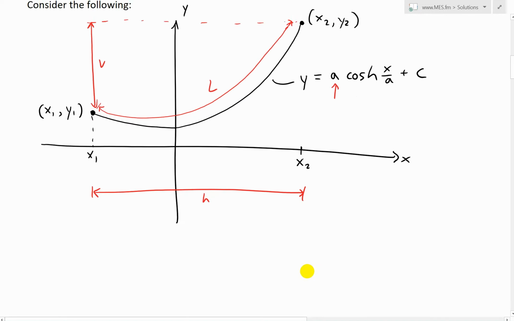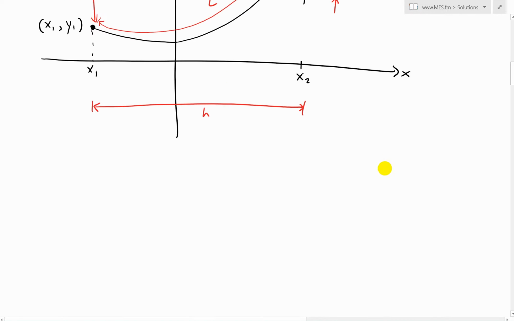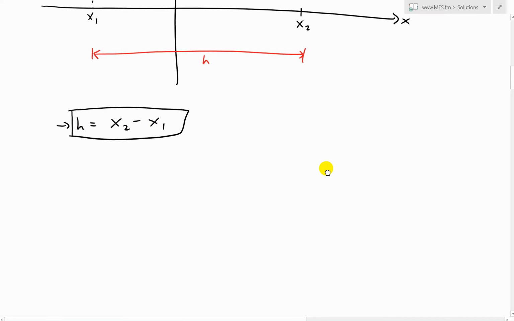First thing we'll do is the horizontal distance, which we know right away. h equals just the difference, x2 minus x1. In this case, x1 is negative, so when you subtract a negative it becomes a positive, and you're adding it like that. So this is what h is. We'll plug this in later on in this video, so keep it there.